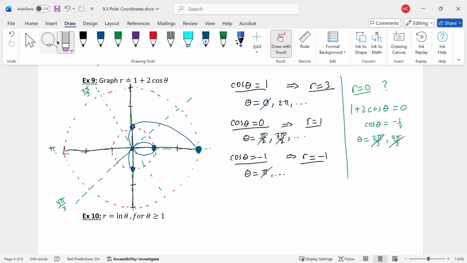And now we're going all the way out. The last thing we've got left is 2 pi, where the radius is 3. And so this is going to finish rotating out to there.